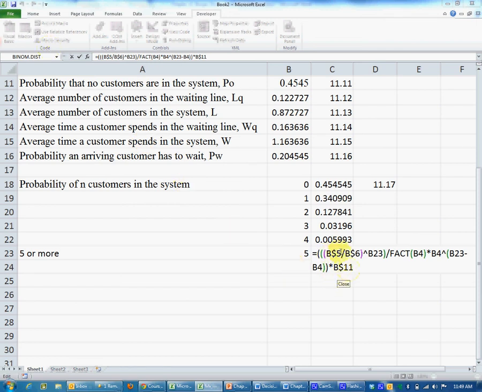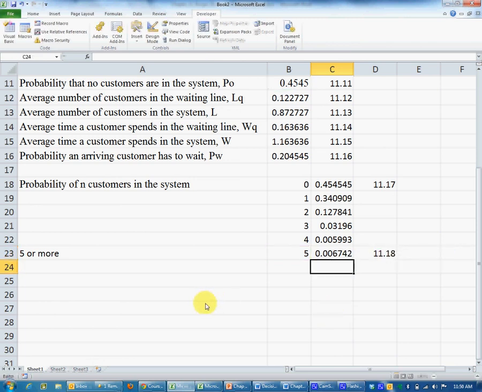Okay, triple open, B $5 divided by B $6 to the power of B23, close, divided by, oh, there needs to be a parenthesis right here in front of factorial, and then another parenthesis back here. Let me confirm that that's the right answer. Yes, it is. I'll open it again for you. All right, sorry about that. Guys with me? Yep. All right, let's finish this one off. We have the average number of units in the system, which is going to be, we only have short equations left, which I know you guys are happy about.